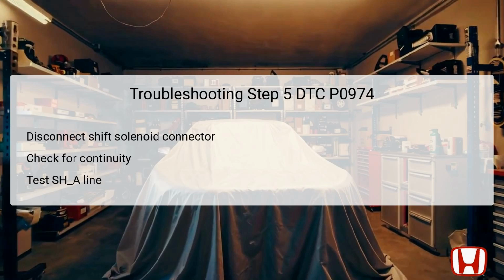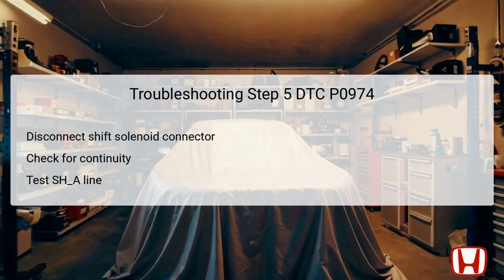The fifth step requires checking for an open wire condition in the SHA circuit that connects the shift solenoid to the PCM. Begin by disconnecting the shift solenoid wire harness from the 8P connector. Once disconnected, you will need to check for continuity between the specified test points. It's crucial to ensure that the test conditions are met, i.e., the ignition must remain in the lock 0 position, and both the shift solenoid and PCM connectors must be disconnected to avoid any interference.